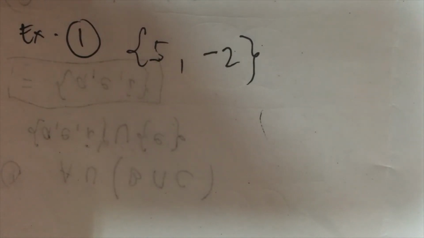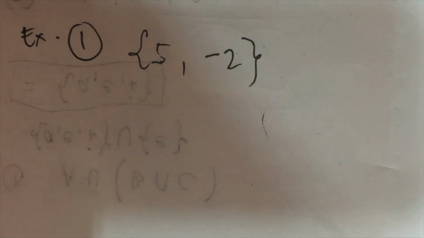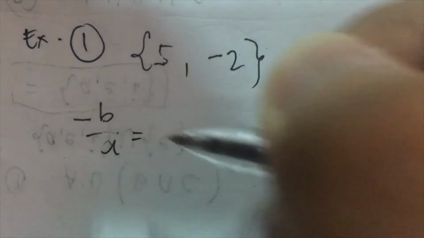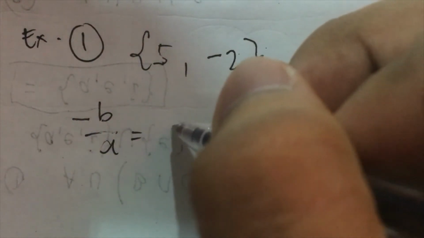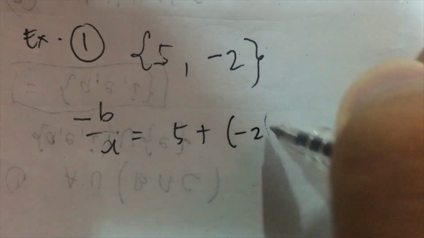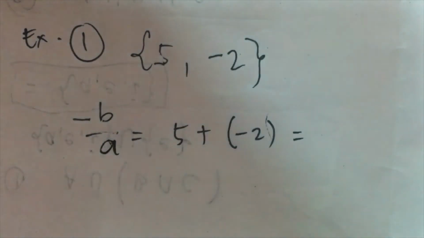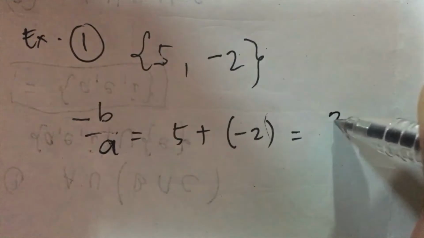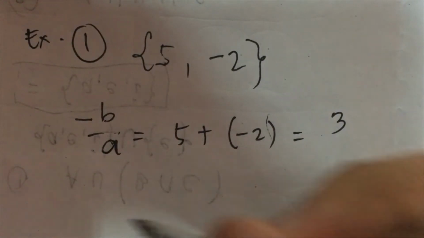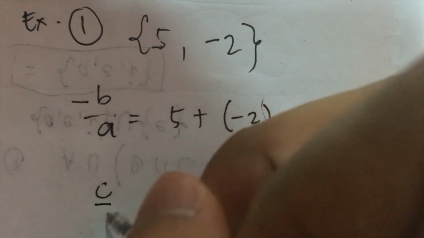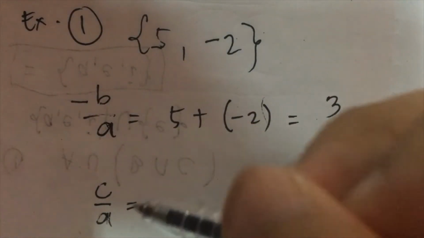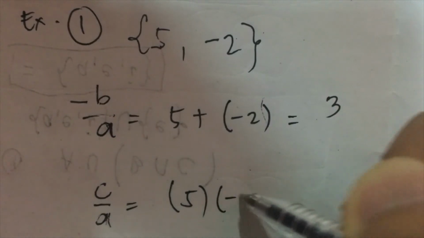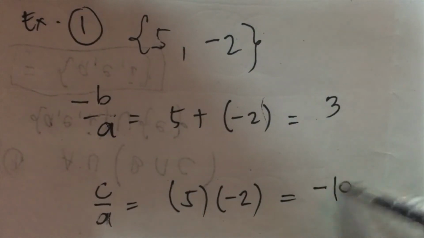Okay, so how are we going to determine that one? Isn't it that when we get the sum, that is negative b over a, we are actually adding the two roots. So we'll just add this one. So 5 plus negative 2, that is equal to 3. And how about the product? That is c over a. And when we are having the product of the roots, we are just multiplying. That is 5 multiplied by negative 2. So that is negative 10.